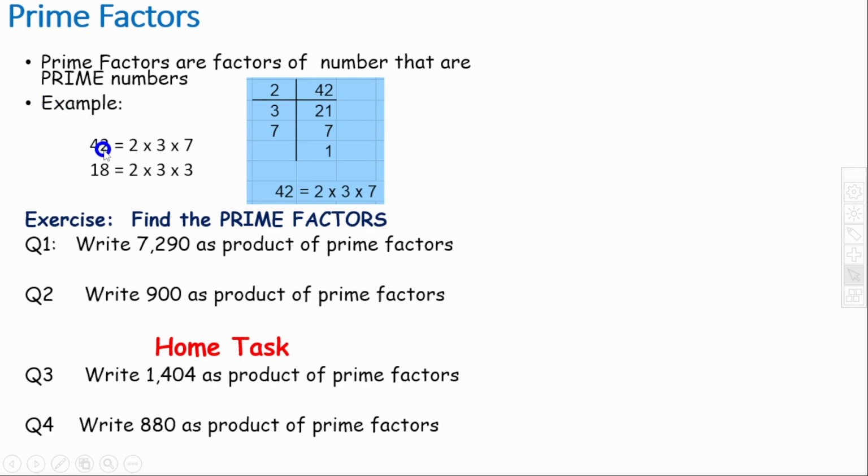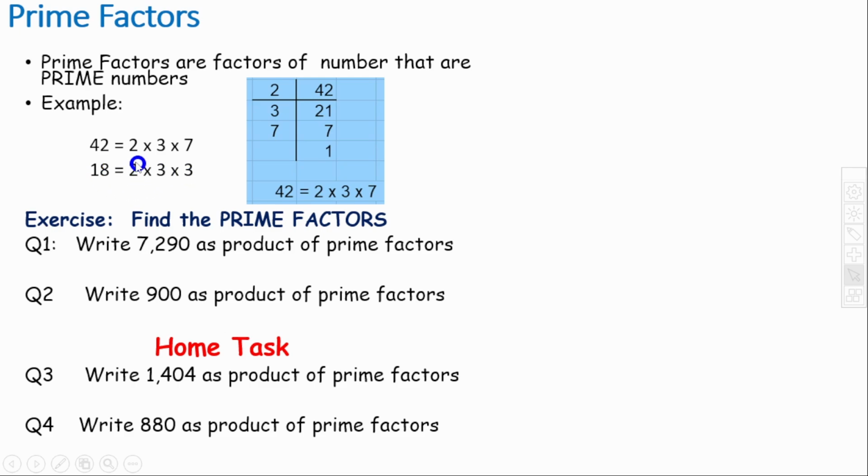For example, 42. We want to find the prime factors of 42. 42 has a lot of factors, but we want only the prime ones. So the prime factors of 42 are 2 times 3 times 7. 2, 3, and 7 are the prime factors of 42. If you multiply these, 2 times 3, 6, 6 times 7, 42.